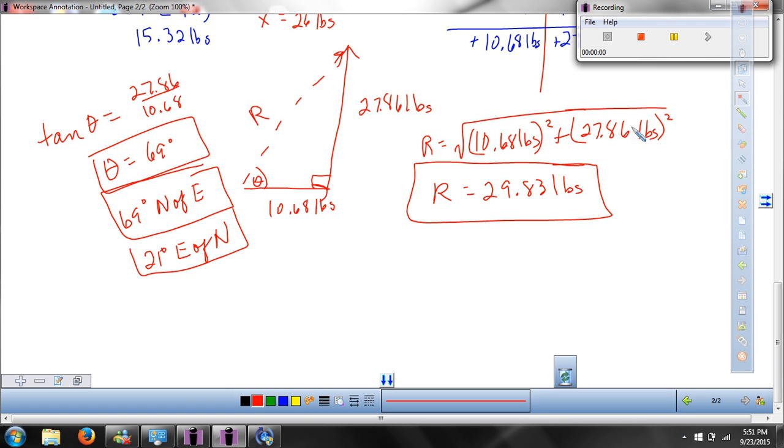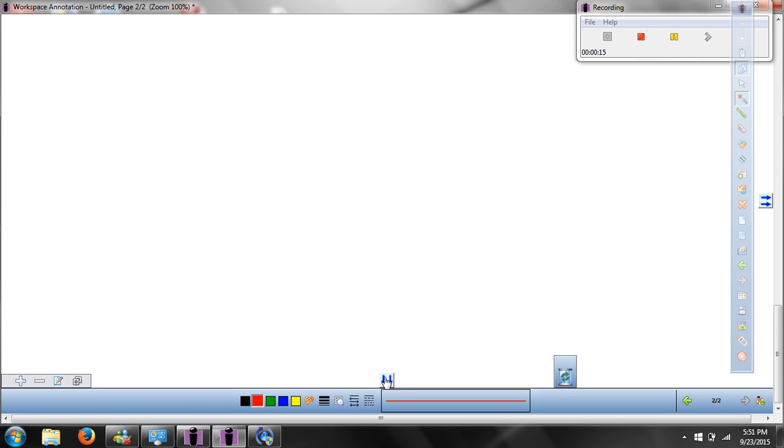Okay, we're back and we're ready to do number 4. So let's see what we can do with number 4. Number 4 says a person who has trouble with navigation experiencing the following displacements. So he goes 4 kilometers east.